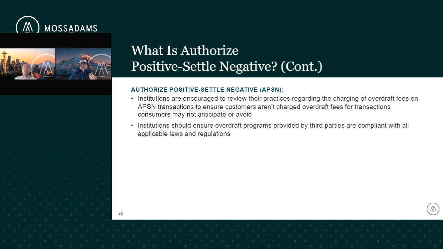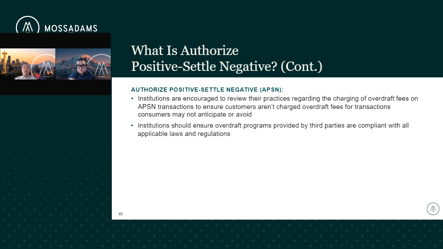But essentially, APSN would be a situation where a consumer would run their debit card. So let's just, for example's sake, on Monday, a consumer had $100 in their account. They walked into Target, bought a $50 Xbox game. And then on Tuesday, a $100 check came through, brought their account balance to zero. And then on Wednesday, the transaction posted.